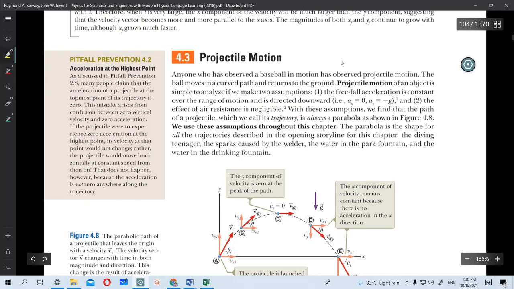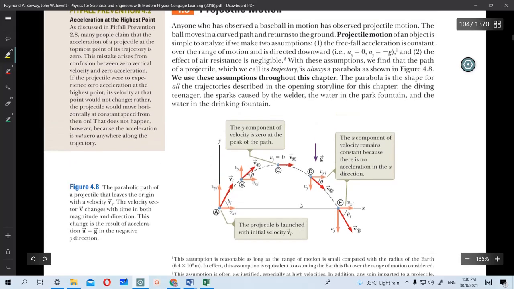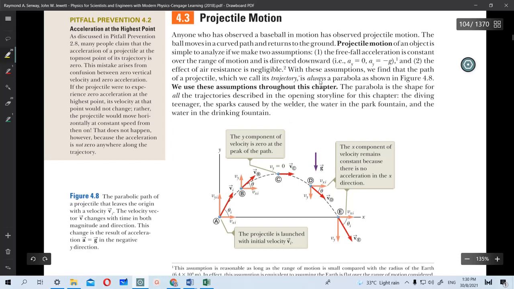4.3 Projectile Motion. So what is a projectile motion? A curved motion in the air is a projectile motion. The curved trajectory is parabolic. Now, there are two important assumptions to be made in this case, that there are two values of acceleration. Number one occurs in the x direction, number two is in the y direction.